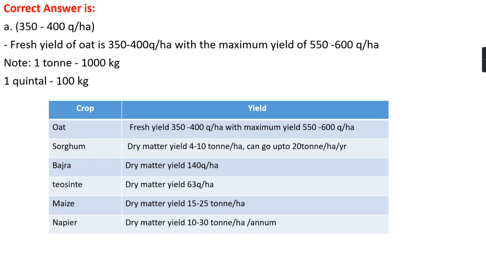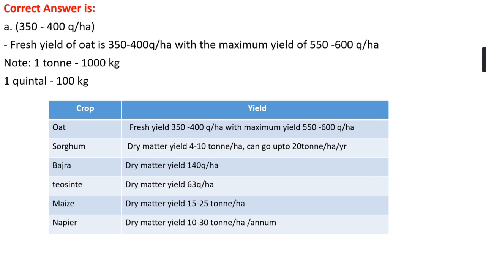Fresh yield of oat is 350 to 400 quintal per hectare with a maximum yield of 550 to 600 quintal per hectare. Note that 1 ton is equal to 1000 kg or 1 quintal is equal to 100 kg. Here is a list of some crops along with their yield. In case of oat, fresh yield is 350 to 400 quintal per hectare, with a maximum yield of about 550 to 600 quintal per hectare per annum.